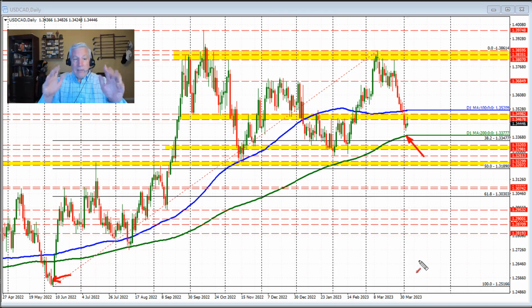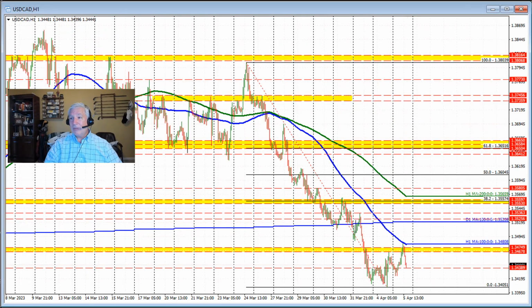So that's the daily chart. That's the view from the daily chart. I think it's pretty clear from a technical perspective in between the 100 and 200, watch this swing area on the top side for resistance. Now let's take a look at the hourly chart and see what that is telling us.